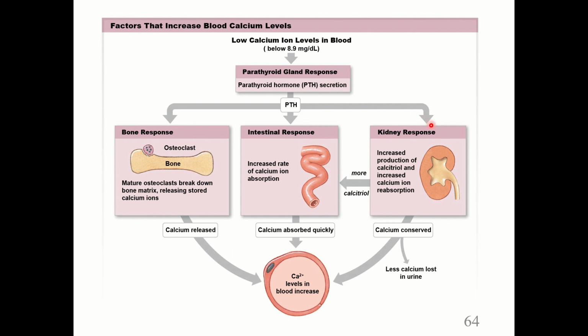Parathyroid hormone will also increase the production of calcitriol in the kidneys. Calcitriol will then increase the rate of calcium ion absorption into the bloodstream from your diet. Another thing the kidneys will do is reabsorb calcium from the filtrate back into the bloodstream, and less calcium will be lost in the urine.